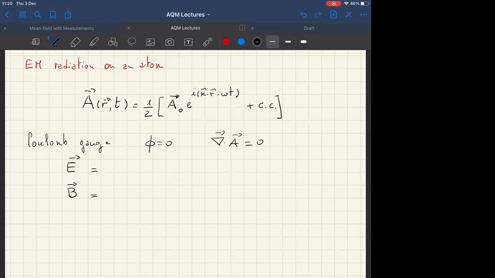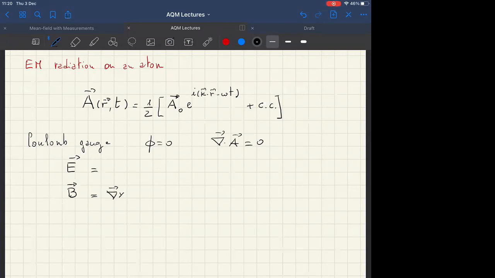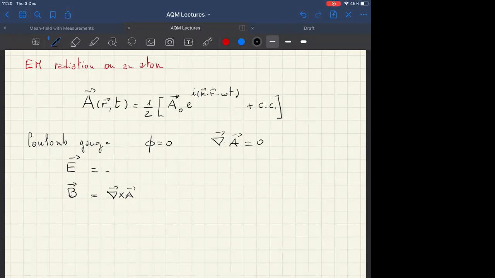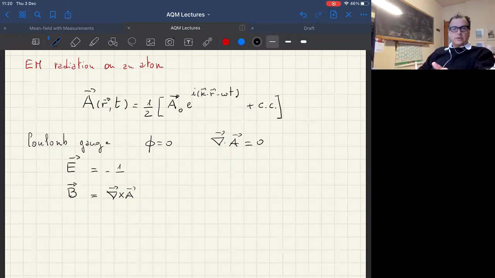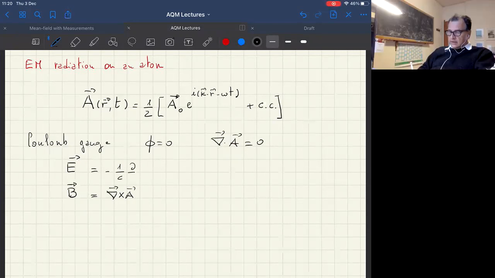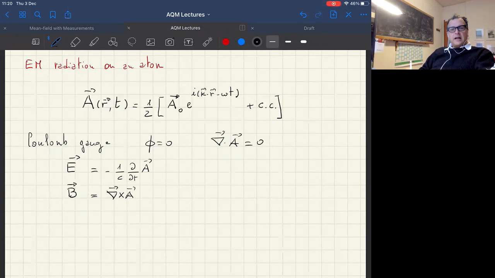Yes, the magnetic field is the gradient cross... Not the gradient, it's the curl, okay? Oh yeah, curl, sorry. It's cross. And the electric field is what? I think it's minus d phi dt. So phi is zero, so we choose phi to be zero. So it's 1 over c dA dt, and then there is minus the gradient of phi. But we just take only this term, right?